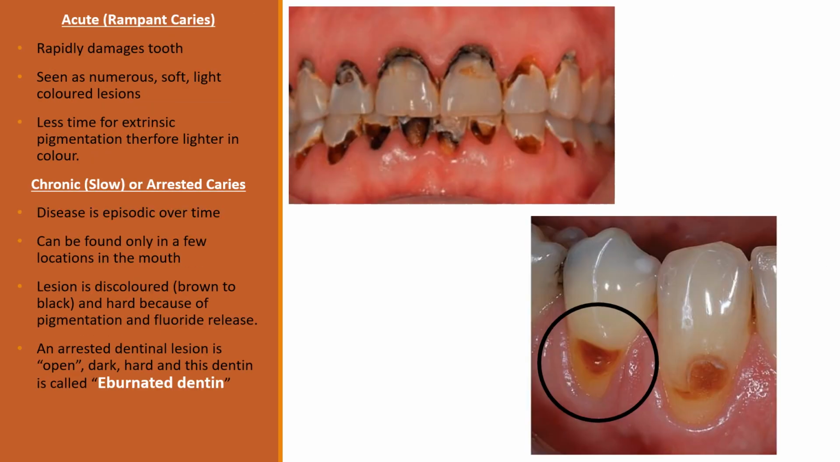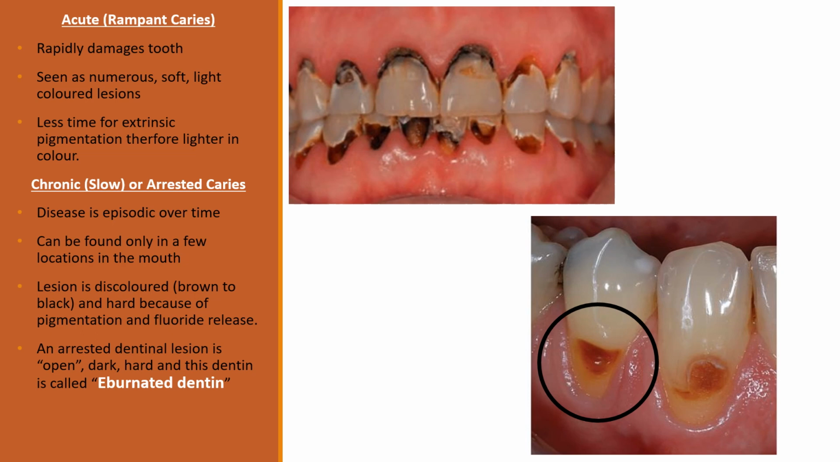Acute or rampant caries is the caries that rapidly damages the tooth. It is seen as numerous soft, light colored lesions. Since they occur so rapidly, there is less time for extrinsic pigmentation, therefore these are lighter in color. Second are the chronic or slow or arrested caries. This disease is episodic over time and it is not seen as extensively as acute caries. It is not seen in numerous teeth. It can only be found in a few locations in the mouth. The lesion is discolored and it is usually hard because of pigmentation and fluoride release. You can see the encircled portion on your right. It is an example of arrested caries.